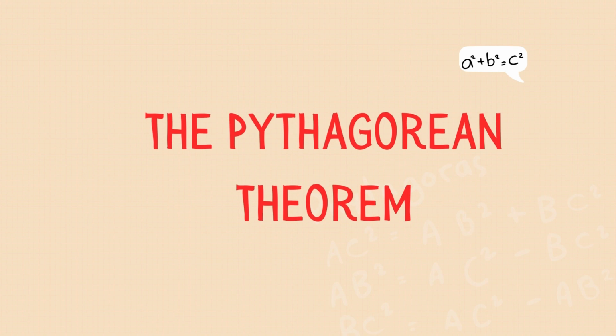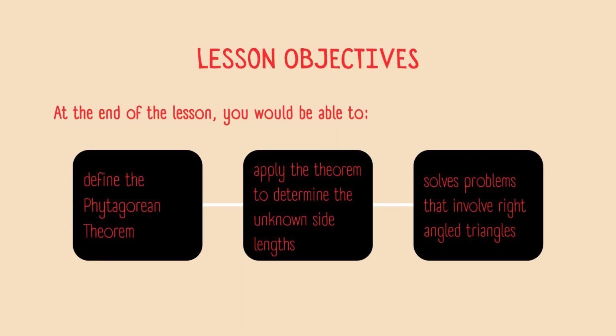Today we'll be taking a look at the Pythagorean Theorem. By the end of this lesson, you'll be able to define what the Pythagorean Theorem is. You'll be able to apply the theorem to determine the unknown sides. You'll be able to solve problems that involve right angled triangles.